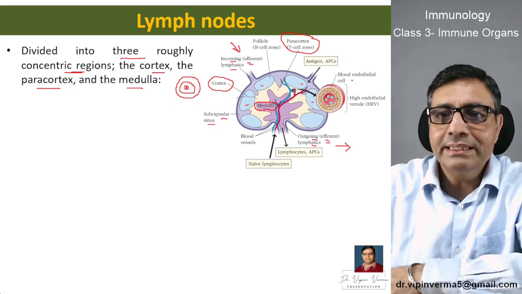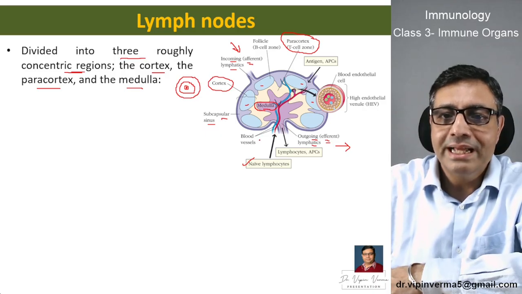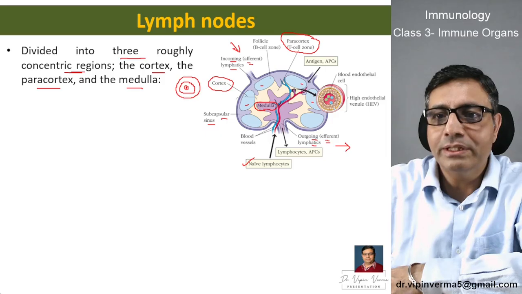Here you can see the blood endothelial cells, which are organized in the blood vessels. This red one is the blood vessel. Red denotes the artery, and the artery is the supplying blood vessel. So naive lymphocytes enter into the lymph node through this supplying artery, and the vein takes them out. If you see the cross section, you will find the blood endothelial cells, and then the high endothelial venules, which are the slightly taller cells here.